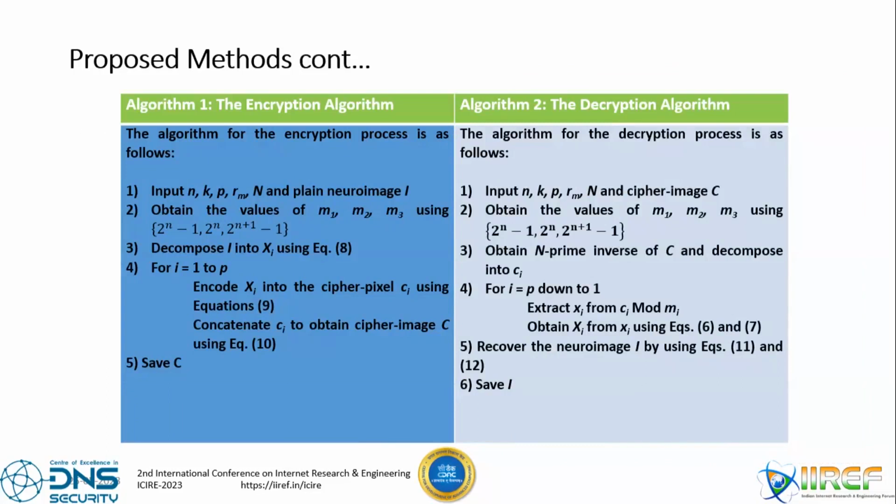In the encryption algorithm, we use parameters n, k, p, rm, and n. And the input neuroimage will be I. We have as many neuroimages as possible, where n is the value that is used to obtain the moduli set, with the condition that the value of n must be greater than or equal to 3.